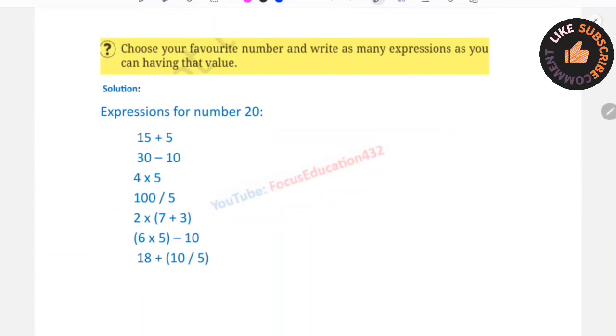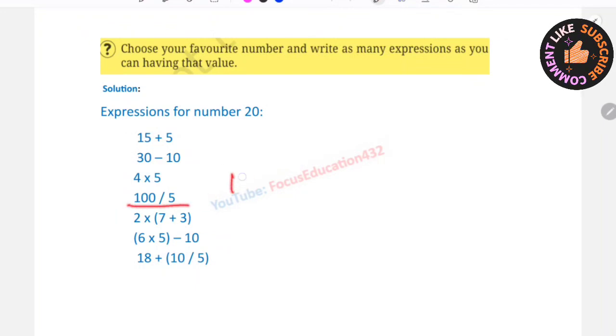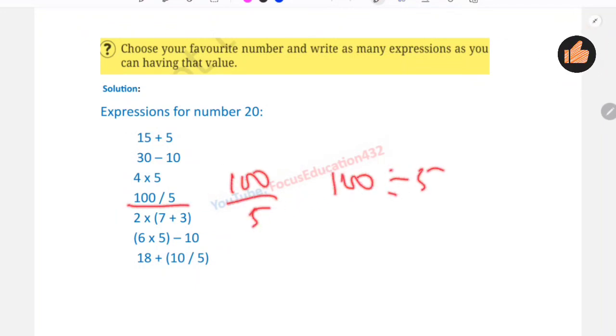Now coming to another one. Choose your favorite number and write as many expressions as you can having that value. For example, I am choosing here the number 20. We can write as many expressions for this as given below. 20 can be written as 15 plus 5. 20 can be written as 30 minus 10. 4 multiplied by 5 is also 20. 100 divided by 5 is also 20.